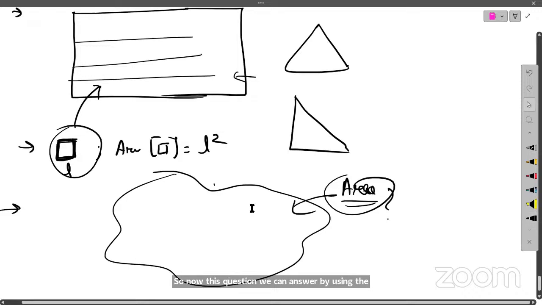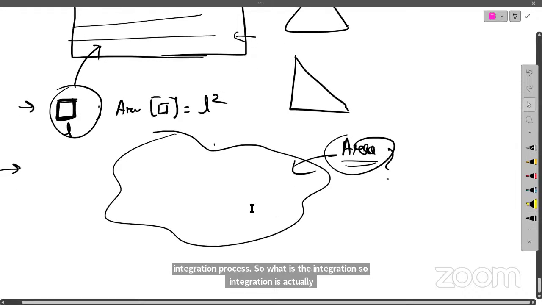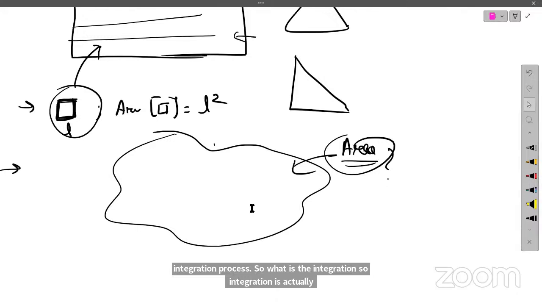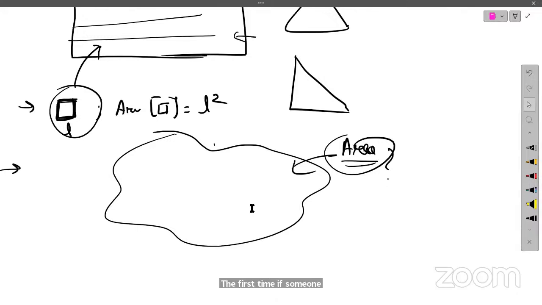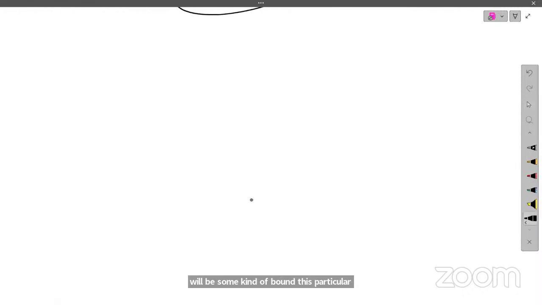Integration was first evolved by Riemann. So what did Riemann do? He divided this particular region into small rectangle strips. And then he said that if you divide it into very fine rectangle strips, then the addition of the areas of those rectangles will be some kind of bound on this particular area. Suppose we can understand this by a figure.